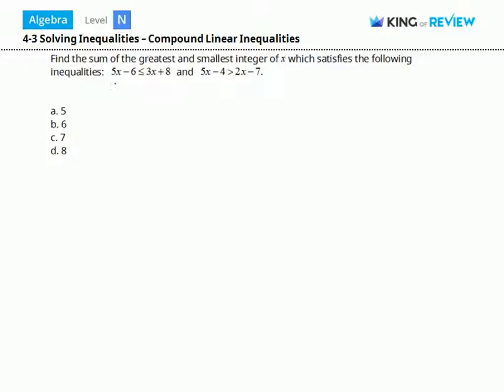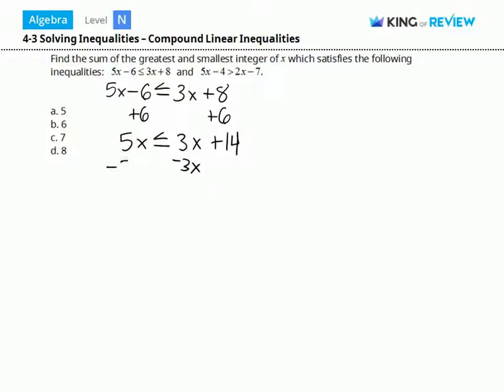Our first inequality is 5x minus 6 is less than or equal to 3x plus 8. I'll add a 6 to both sides. This gives us 5x is less than or equal to 3x plus 14. And then we'll subtract the 3x on both sides. This gives us 2x is less than or equal to 14. And when we divide by 2 on both sides, we have x is less than or equal to 7.